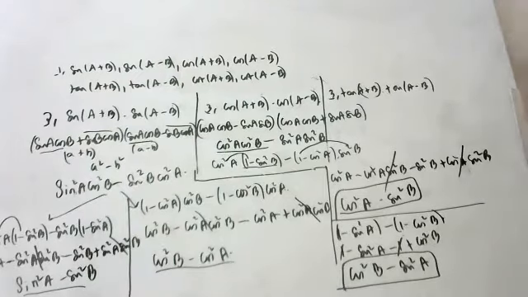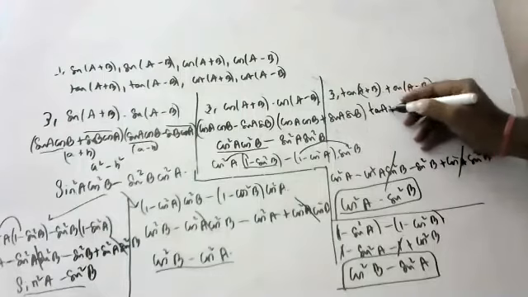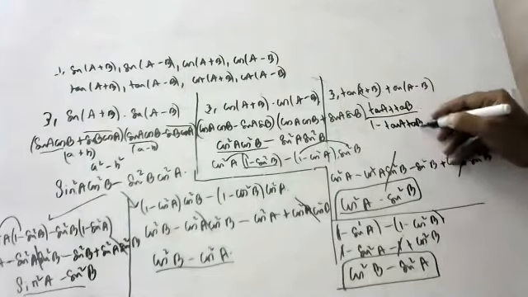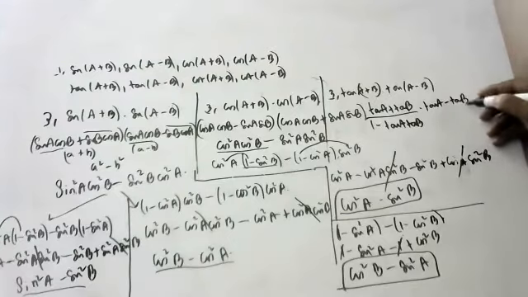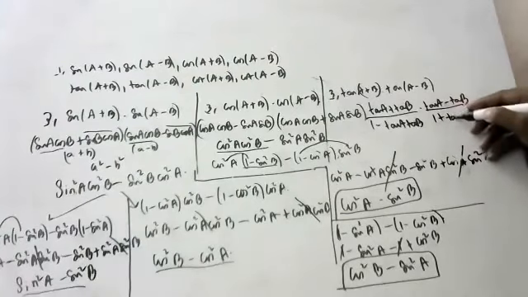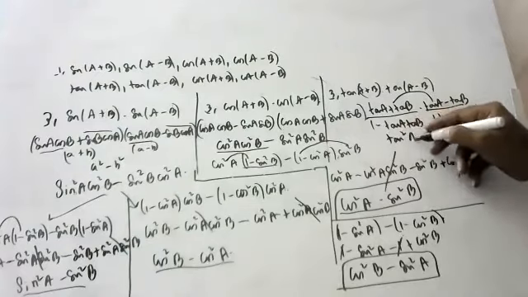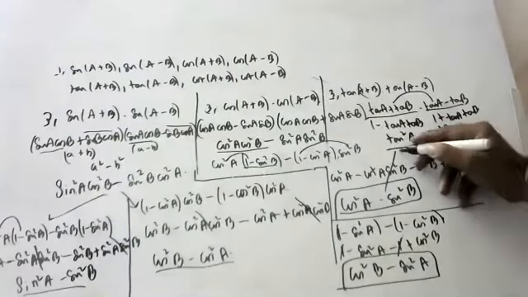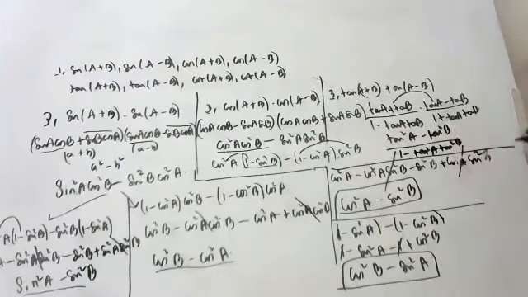tan(A plus B) into tan(A minus B), also a small derivation, children. tan(A plus B), do you remember the formula, children? tan(A plus B) is tan A plus tan B by 1 minus tan A tan B. And what is the tan(A minus B) formula? Do you remember, children? tan A minus tan B by 1 plus tan A tan B. So children, directly, if you do the upper ones, you'll get tan square A minus tan square B, and the lower ones, you will get 1 minus tan square A tan square B. That's all, children. This is the final formula for that.